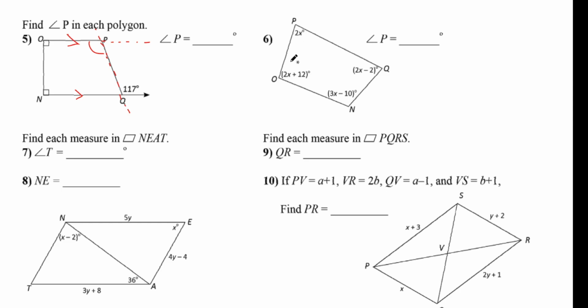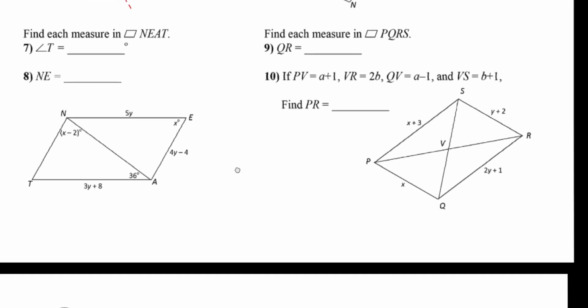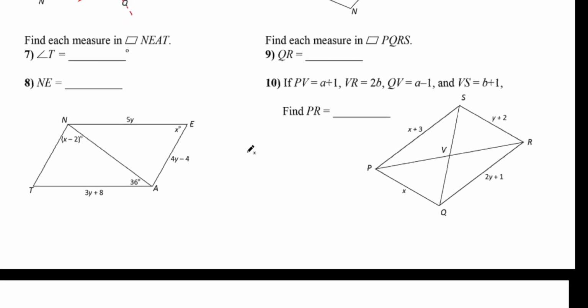What about this? I got all x's, so it's kind of easy. Let's not say set them equal to 360. You have to do something to them before you set it equal to 360. What do you have to do to all four of these? Add them up. So you add up all four, set it equal to 360, solve for x, plug it back in, and you got angle P. On a quadrilateral, all the angles add up to 360 degrees. We good with that?